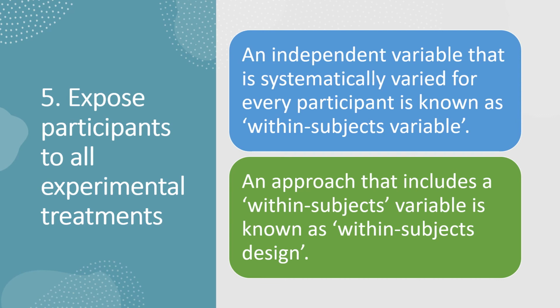The fifth strategy is exposing participants to all experimental treatments. Another strategy for controlling for individual differences is to use participants as their own controls. That is, to have every participant in the study undergo all experimental and control treatments, and then assess the effects of each treatment individually or independently. Any independent variable that is systematically varied for every participant is known as a within-subjects variable, and an approach that includes a within-subjects variable is known as a within-subjects design. Let's take an example now.